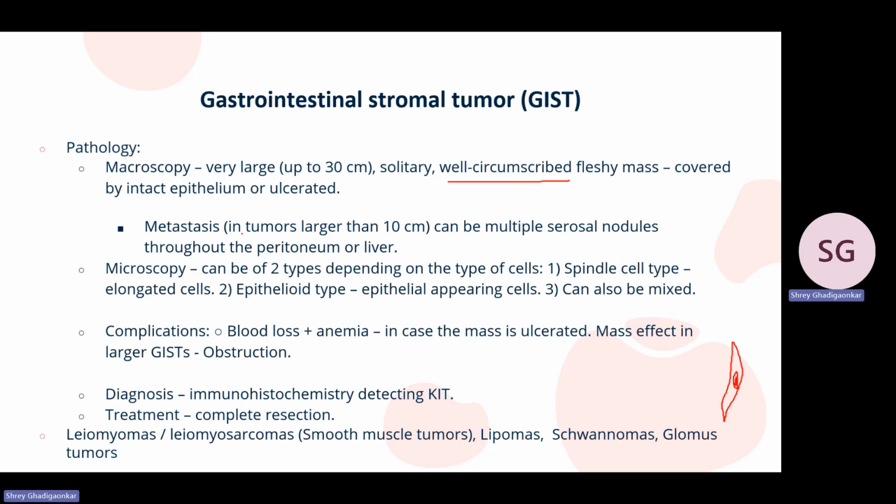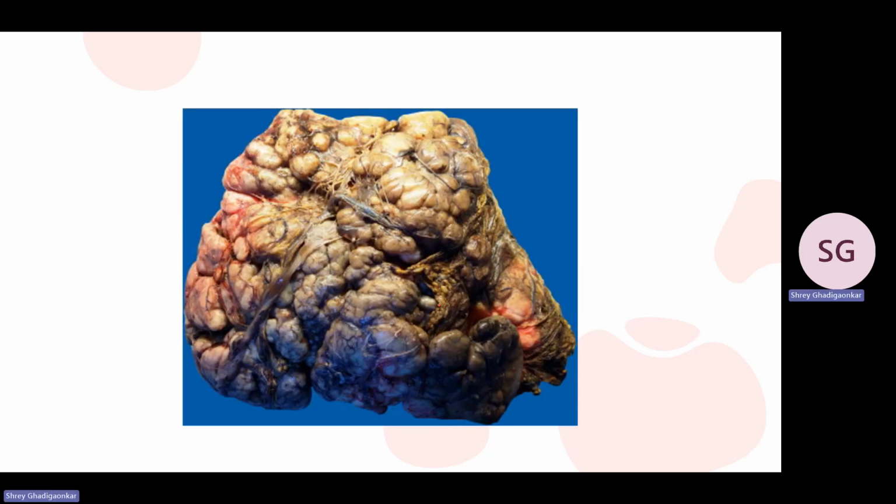One of the main complications of GIST tumors is blood loss and anemia, in case the mass is ulcerated. And as with most GIT tumors, if they're large enough, they can also cause obstruction. Diagnosis usually involves immunohistochemistry, detecting KIT, and treatment involves complete resection. So GIST is usually the most common mesenchymal tumor. However, you can have other tumors as well. These may be leiomyomas, leiomyosarcomas, lipomas, schwannomas, glomus tumors. So this is a gross morphology of the GIST tumor. In this specimen, they are multinodular and usually gray-whitish in color.